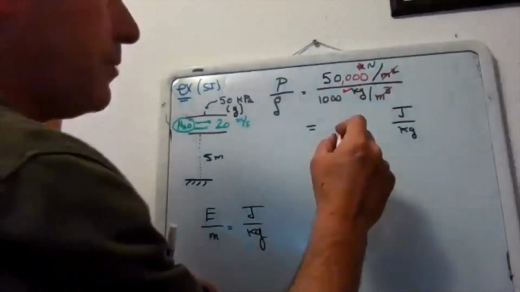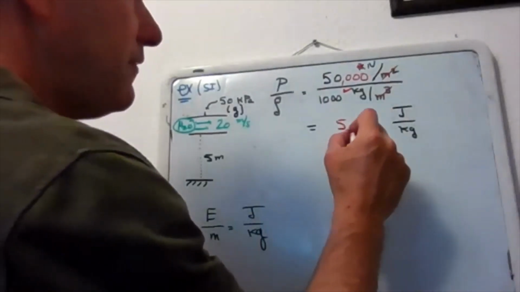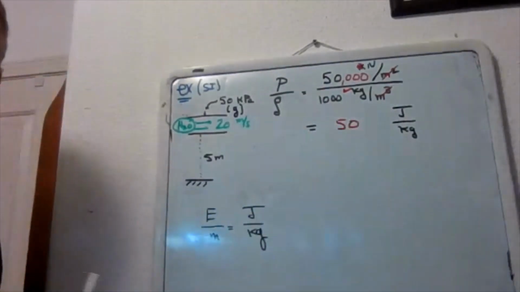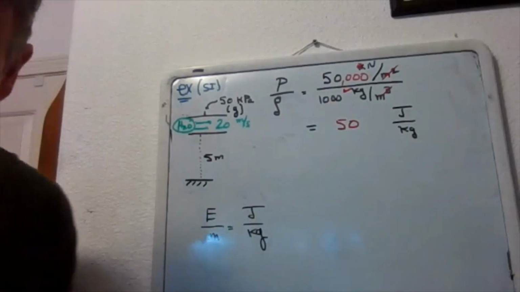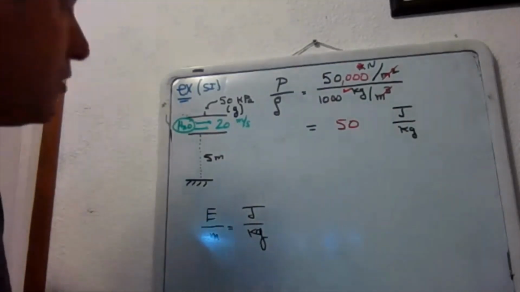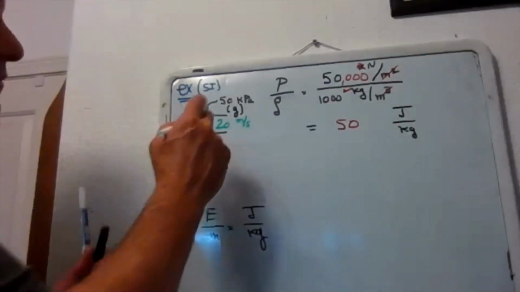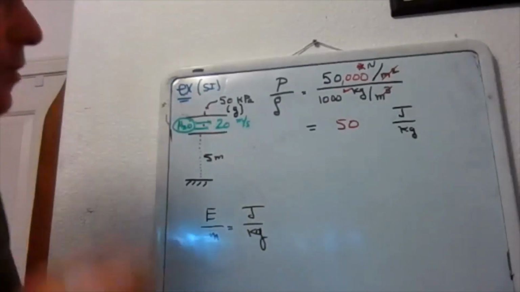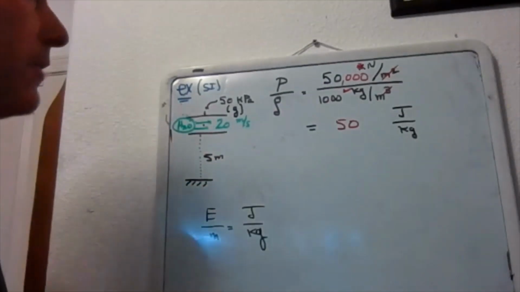And if you guys could help me with my math, I believe that turns out to be 50 joules per kilogram. Please interrupt me if you see any mistakes up there. Yeah, 50 joules per kilogram. So that is the pressure energy of this fluid right here. Two more types of energy to do, and then we're done.